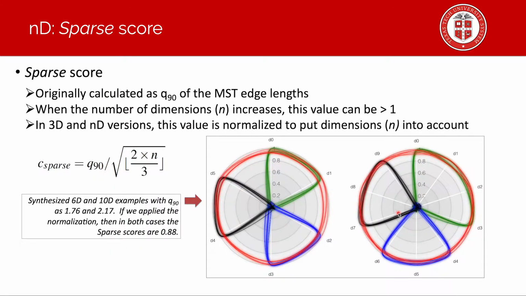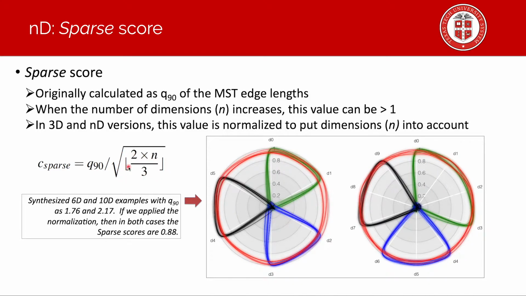The sparse score was originally calculated as the Q90 of the MST length. When the number of dimensions n increases, this value can be greater than 1. Therefore, in 3D and ND versions, this value is normalized to take the dimension n into account. The sparse score is now divided by 2 times the dimensions over 3. This guarantees that the value would not get over 1, and it is compatible with the 2D version too.